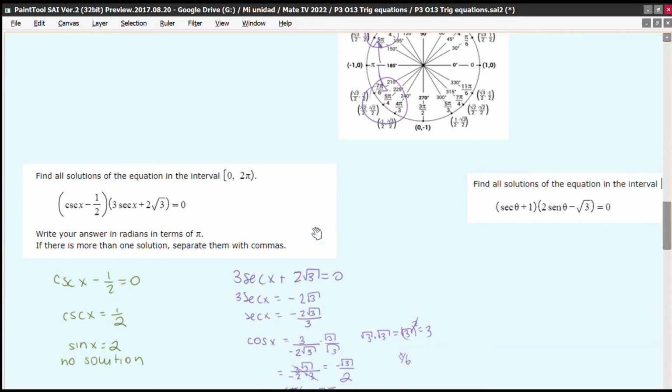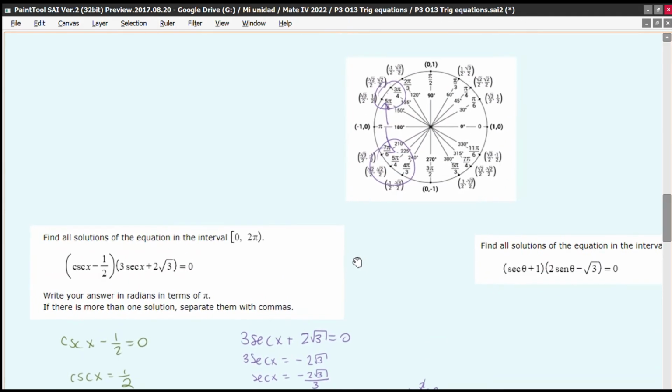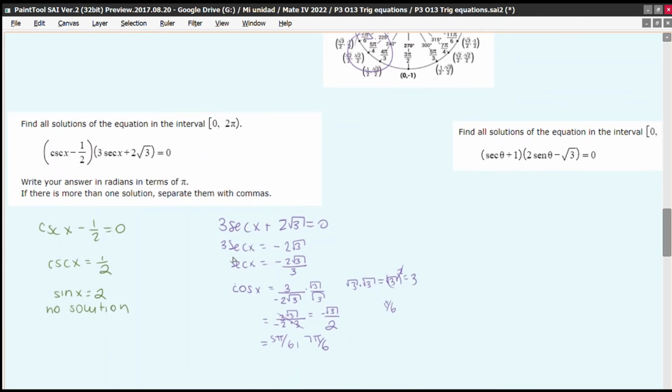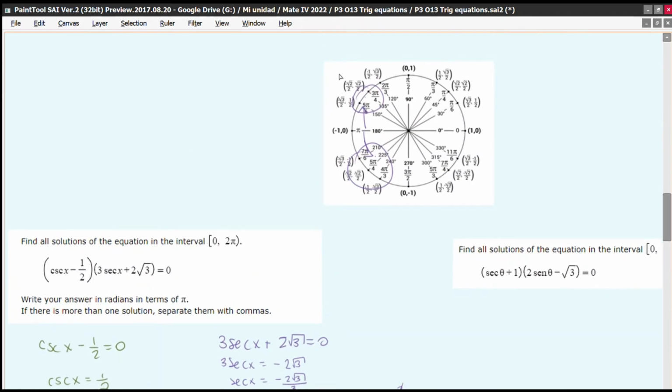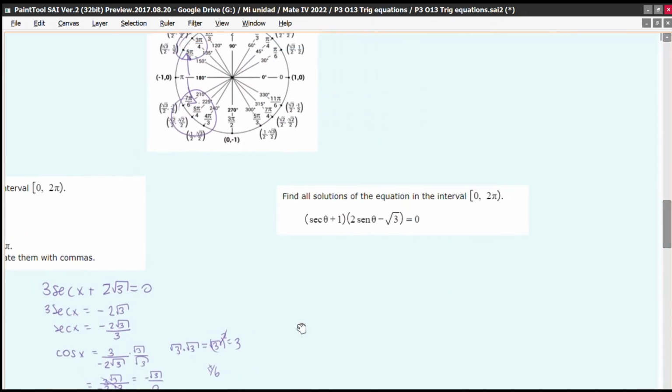Or again, if you want to be lazy at the beginning, just look in your unit circle for the values of cosine, remember cosine equals x. So where are the values of cosine minus the square root of 3 over 2? At the end, all my solutions are just the solutions of the second factor, which are 5π/6 and 7π/6. And that's it. Okay, let's do another one.